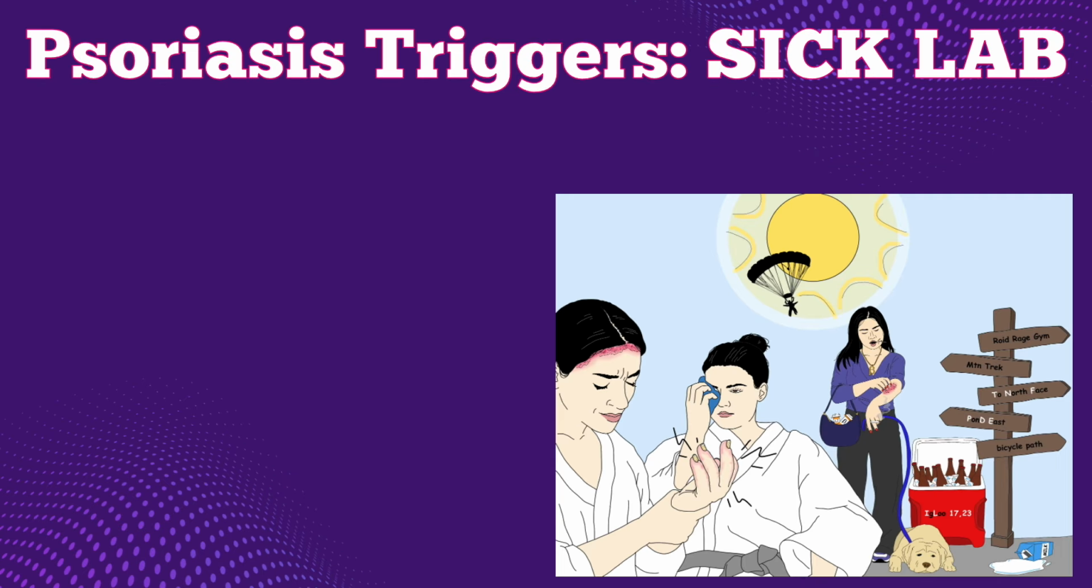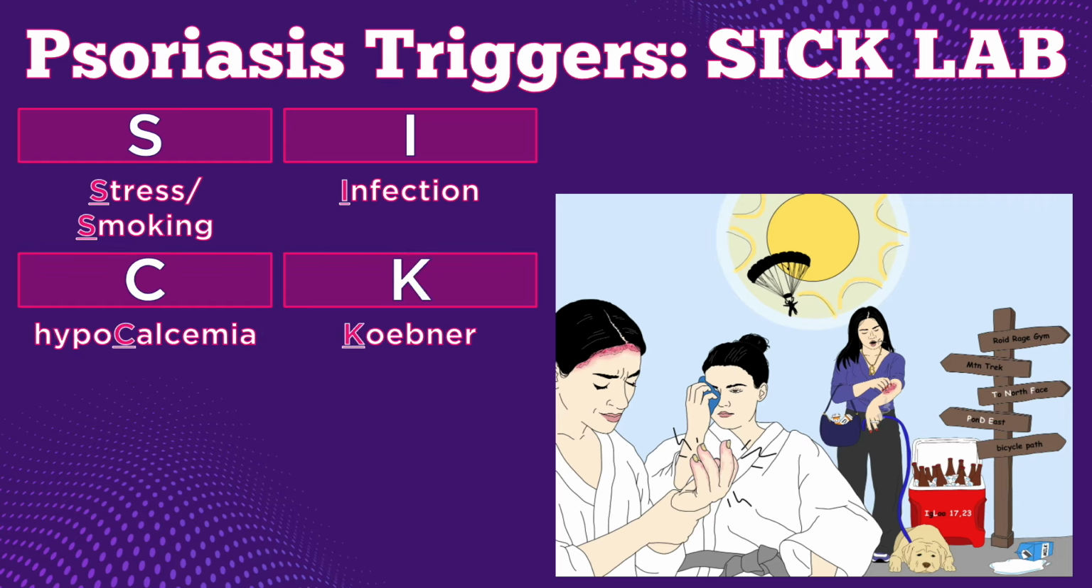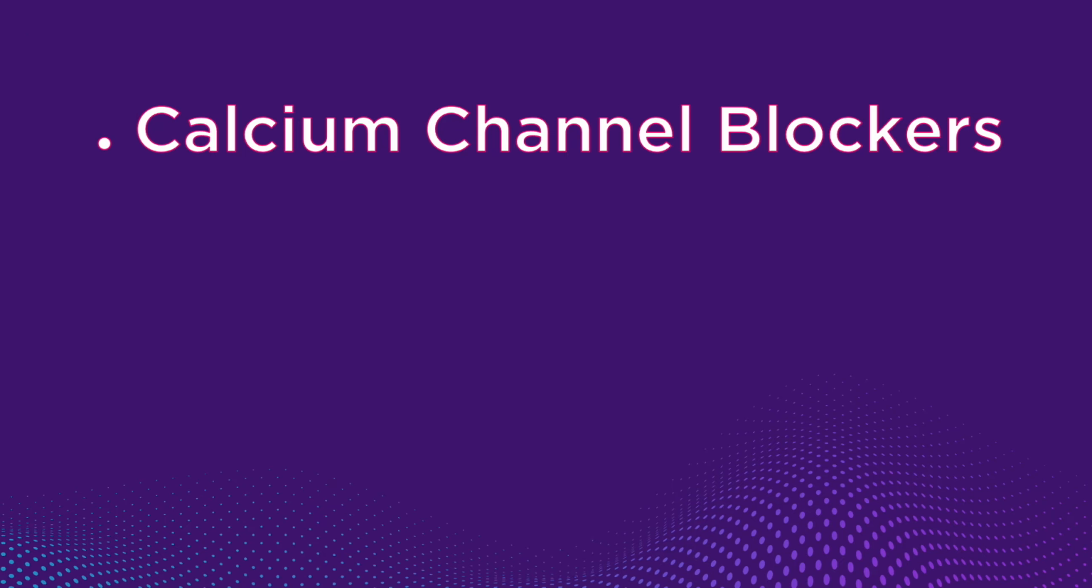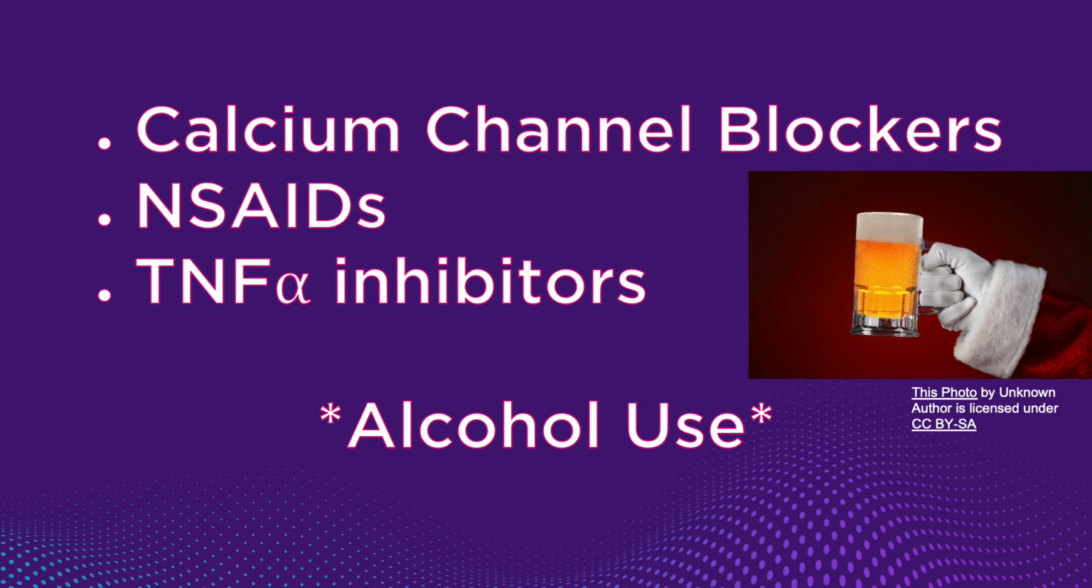So to summarize our psoriasis triggers, the mnemonic is SICK Lab, which stands for stress, smoking, infections, the C is for hypocalcemia, K for Koebnerization, and lab refers to lithium, antimalarials and ACE inhibitors, and beta blockers. And don't forget, there are other meds like calcium channel blockers, NSAIDs, and TNF alpha inhibitors that are not in the mnemonic, along with alcohol use.